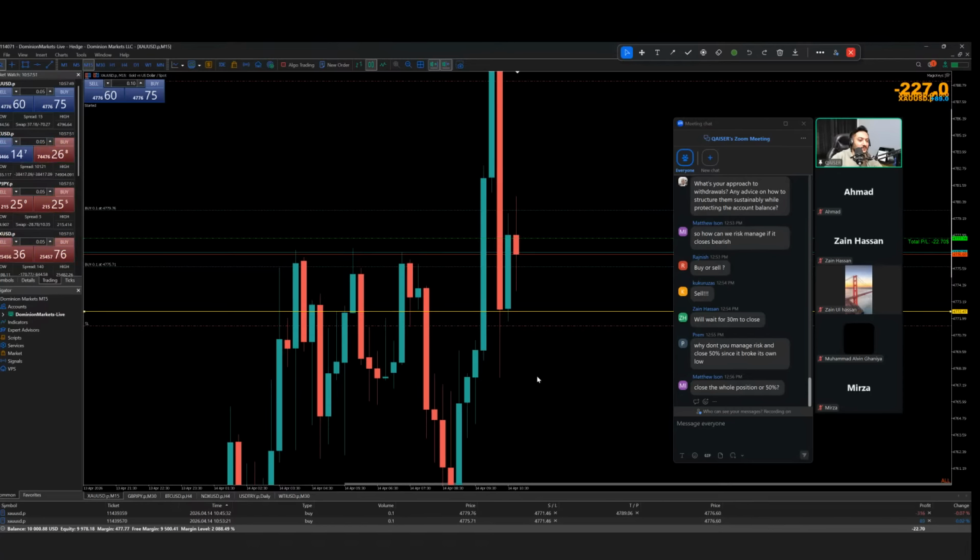So buy makes sense. Yeah, already in a buy, but it didn't form a lower wick. It created a lower wick. So the way this candle is moving, I think the 30-minute close would make more sense. Yeah, I'm just waiting right now.